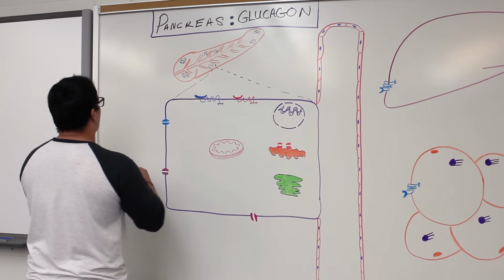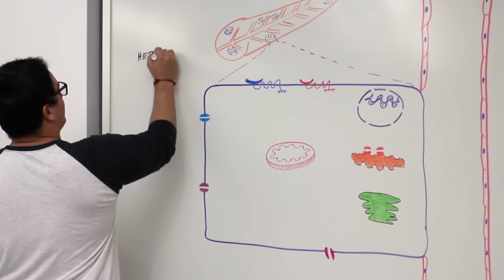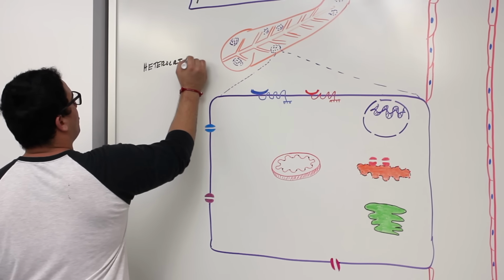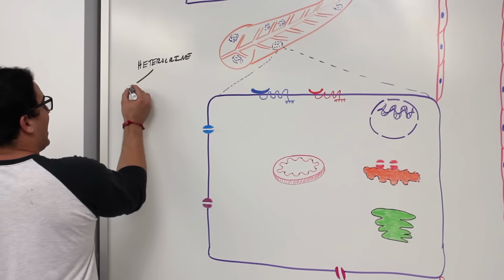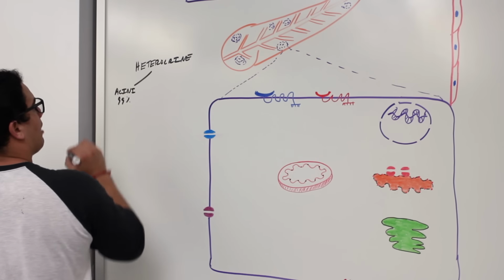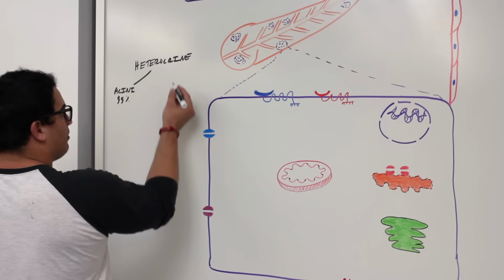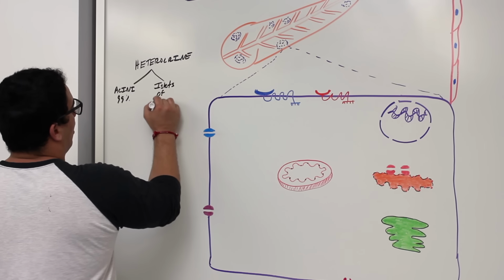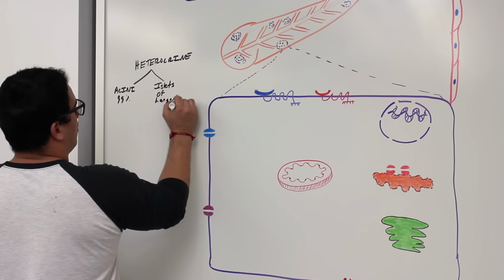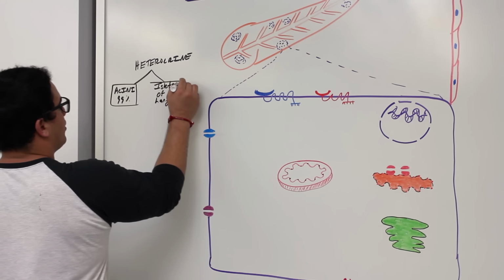But just as a quick review, remember the pancreas is a heterocrine gland. That means it's actually made up of two components. We told you that one was the exocrine part, which was the acini. That was accounting for about 99% of the pancreas. It was making the pancreatic juice, which was rich in digestive enzymes and bicarbonate. The other part was the islets of Langerhans. These are the two components of the pancreas.